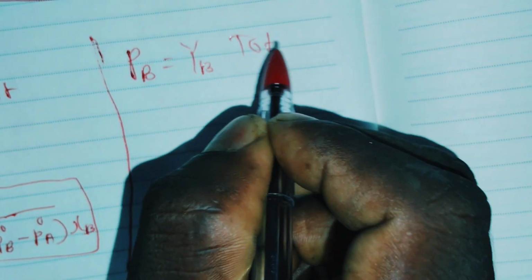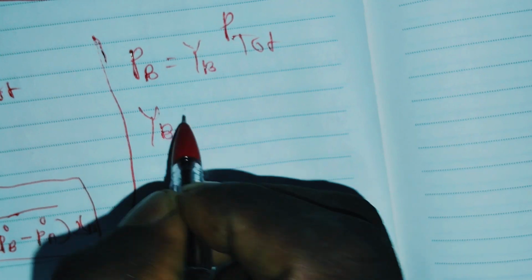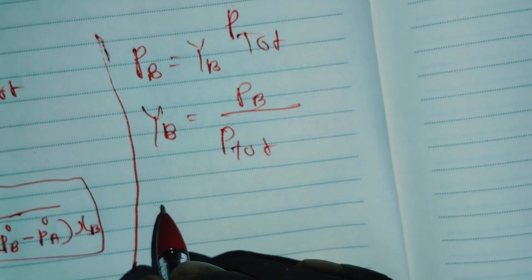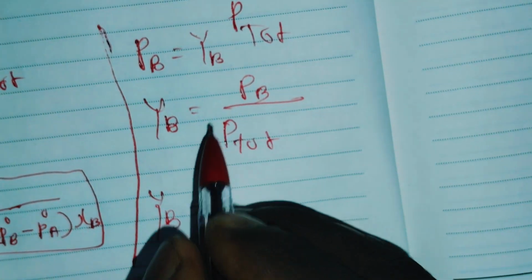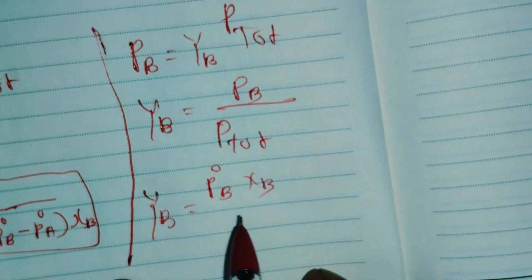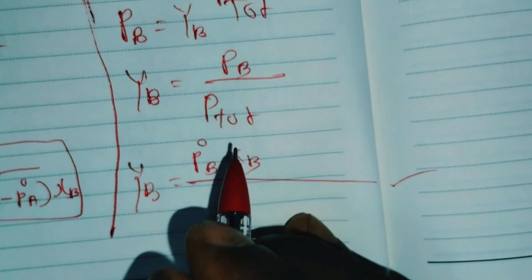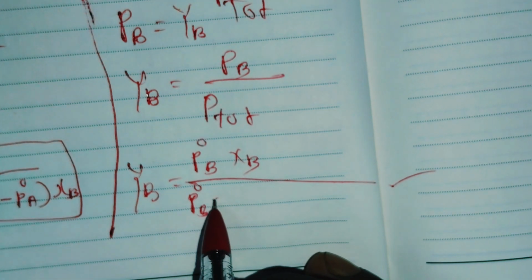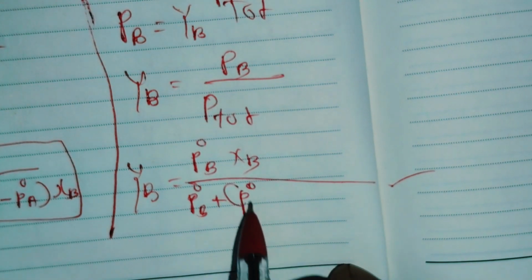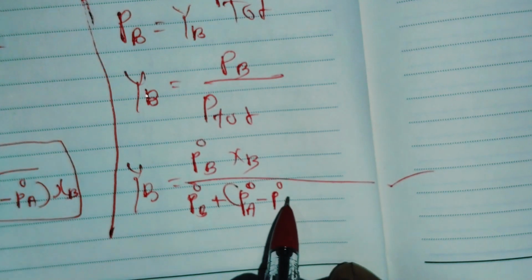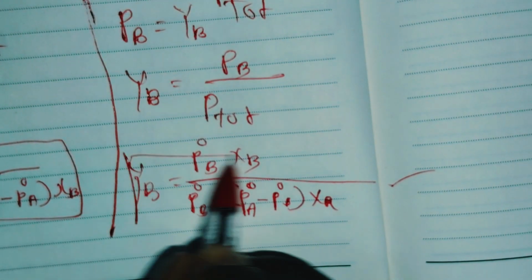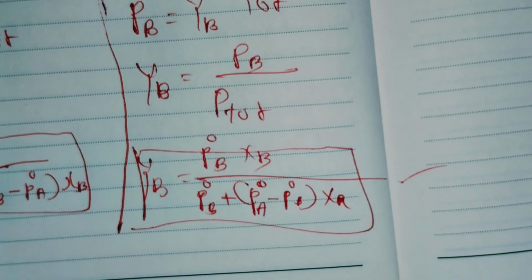Similarly for B, the partial pressure of B is equal to y of B times the total pressure. So y of B is equal to P of B divided by the total pressure. Okay, so y of B is equal to P naught of B x of B, whole divided by P naught of B plus (P naught of A minus P naught of B) x of A. This is also one of the most useful formulas.